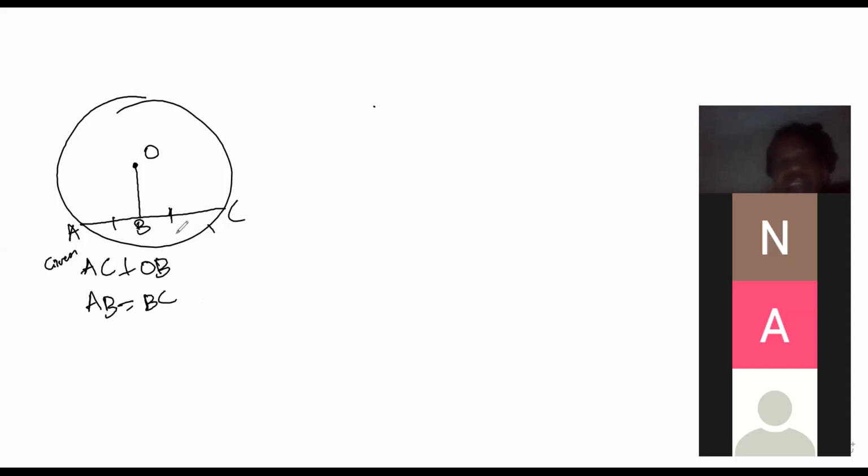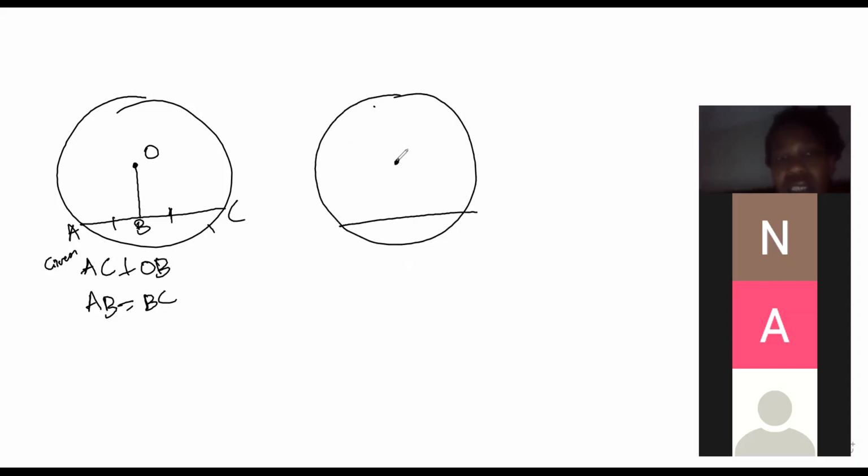Okay. The next theorem, I think, is just the converse of that, where it says the line drawn from the center of a circle to the midpoint of the chord is perpendicular to the chord. So you have a line drawn from the center to the midpoint of this, right? Then they say it will be perpendicular. So midpoint means they are already giving you that this is equal to that.